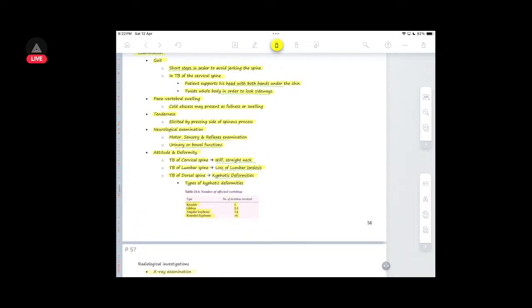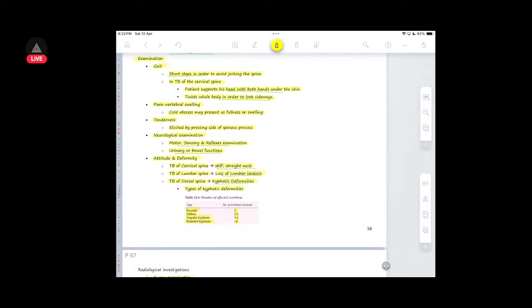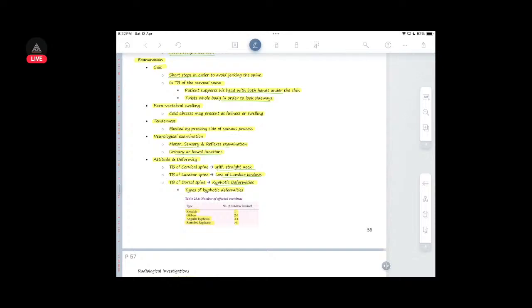That's also near kyphotic. Okay. Gait will be the short gait. In TB of the cervical spine there is pain, holding the chin, and he will twist the entire body. Paravertebral swelling, a cold abscess, may present as fullness or swelling. Tenderness on pressing the spinous process.